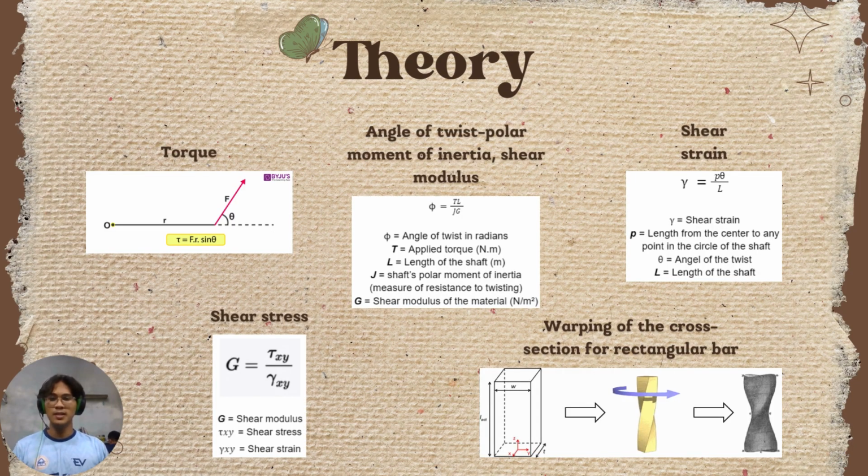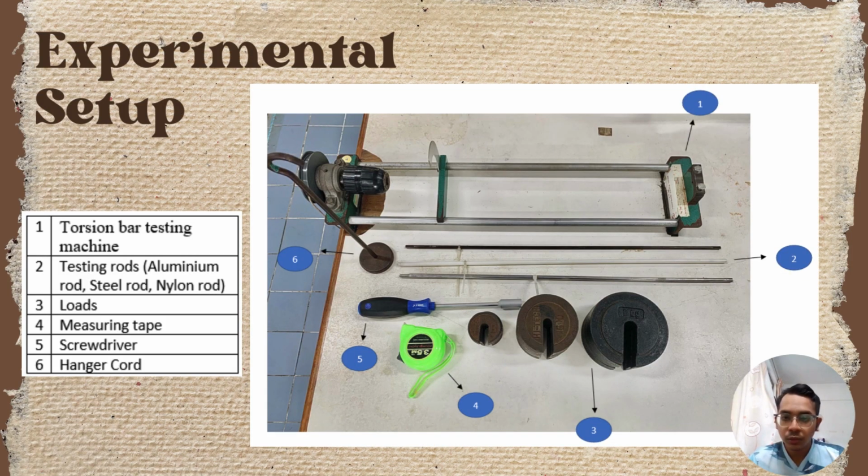Some theories that are related to this experiment are torque, angle of twist, polar moment of inertia, shear modulus, shear strain, shear stress, and lastly, the warping of the cross section for rectangular bar. So this is the experimental setup for this experiment. The experimental setup includes torsion bar testing machine, testing rods, which include aluminum rod, steel rod, and nylon rod, loads, measuring tape, screwdriver, and hanger cord.